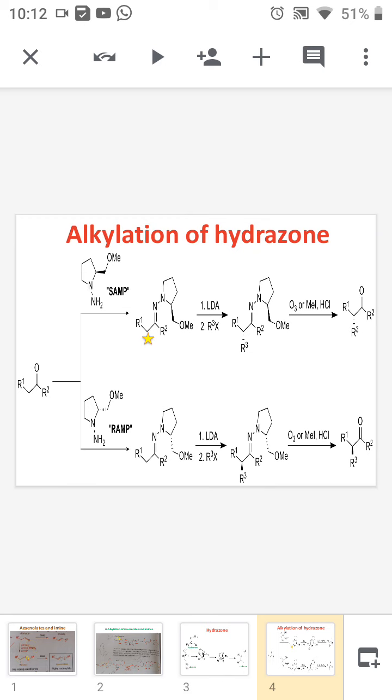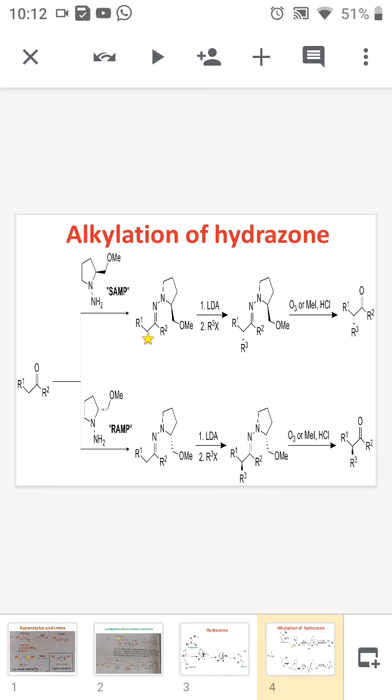So this compound reacts with the carbonyl group, and we get this product, and this product reacts with LDA. LDA acts as a base. So LDA will pick out the hydrogen from this side, which I have shown by a star. Then the alkylation will take place on this position, shown by the yellow star. After the alkylation, we will remove the chiral auxiliary, that means the hydrazone, and we will regenerate the carbonyl group.